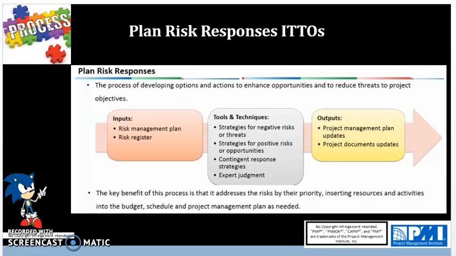To recap, the key benefit of planned risk response is it addresses risks by their priority, inserting resources and activities into the budget, schedule, and project management plan as needed. In other words, we are also making sure we have extra money and extra buffer time set aside in case any actively accepted or unknown risks occur.